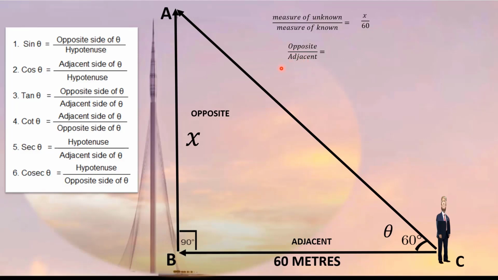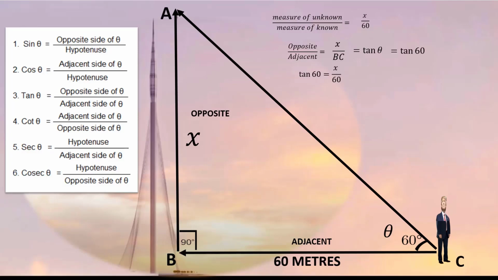Here, this ratio matches with the third ratio, that is tan theta. What is theta here? Theta is just the angle where Mr. Trump is standing, that is 60 degrees, right? So tan theta or tan 60 degrees is equal to opposite over adjacent, or tan 60 is equal to x over 60.